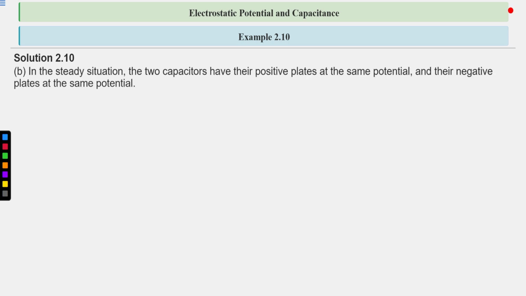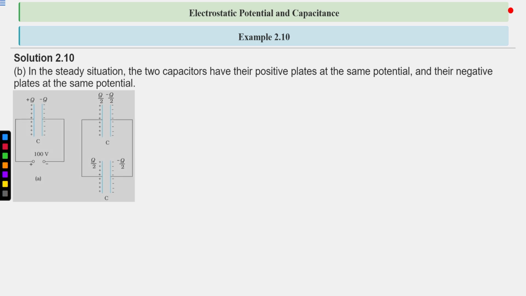Now part B. In the steady situation, the two capacitors have their positive plates at the same potential and their negative plates at the same potential, so they are connected in parallel. The positive plate of the first capacitor is connected to another capacitor that is uncharged. We have charged only one capacitor, not the other. So they are connected in parallel, like this in the second diagram.